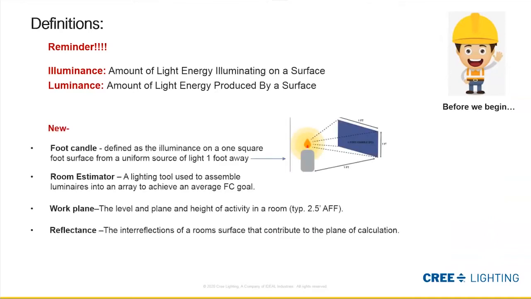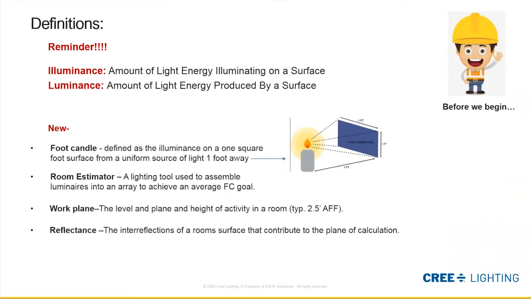I'd like to introduce some new terms to you, so we're all on the same page when they're referred to in this training. A foot candle is the lighting measurement defined as illuminance on a 1 square foot surface from a uniform source of light 1 foot away. You can see this in the diagram on the right.